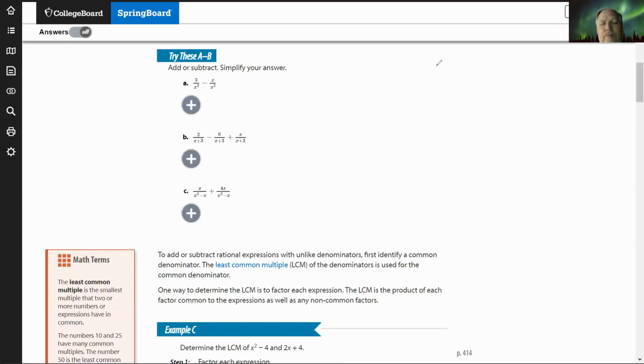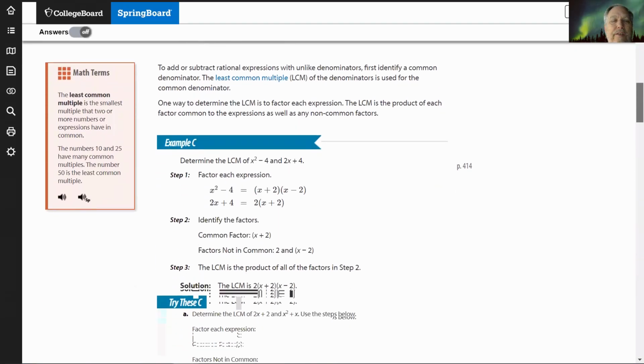So this one, it really becomes a lot easier when I show you. Essentially, if we have any common factors, we'll write those down once. If we have any non-common factors, we'll write each one of those down. And then since they're factors, we're multiplying those together to get our least common multiple. So let's just do an example that's showing us the least common multiple. We won't worry about the adding or subtracting just yet.